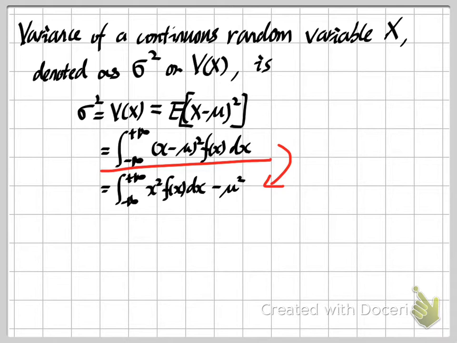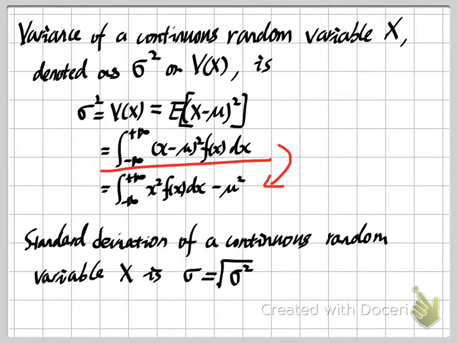Similarly to the previous topics, we also have a definition of the standard deviation. The standard deviation of a continuous random variable is defined as the square root of our variance. So here the formula is sigma, which is our standard deviation, equal to the square root of our variance, denoted by sigma squared. Okay, so this is the definition of our three terminologies: the mean, or expected value, variance, and standard deviation.